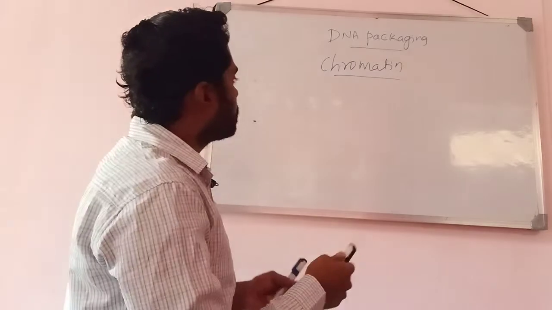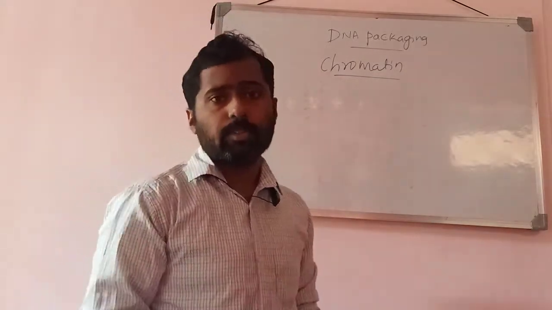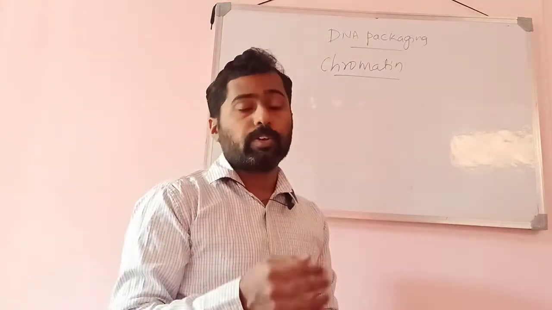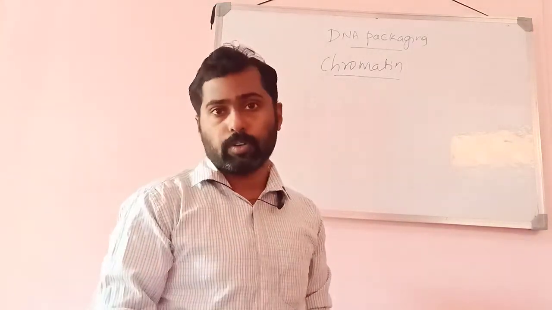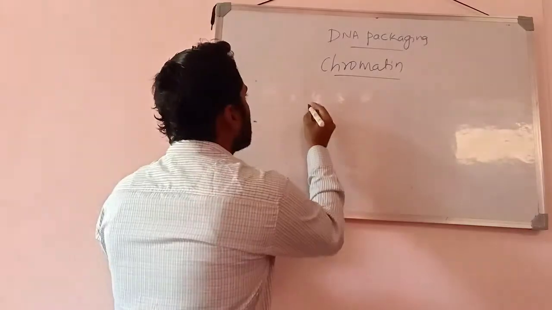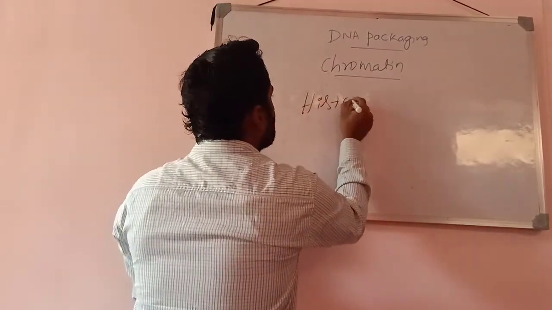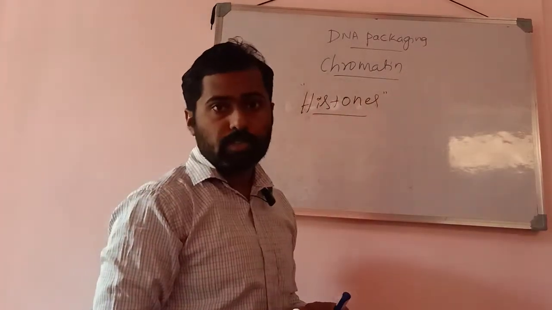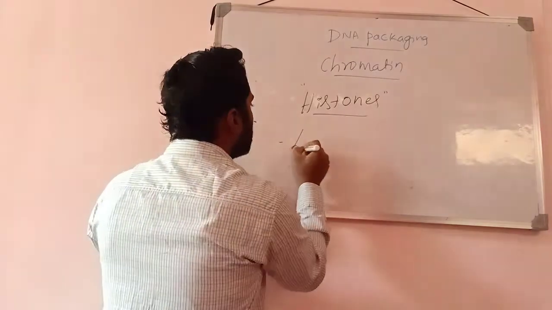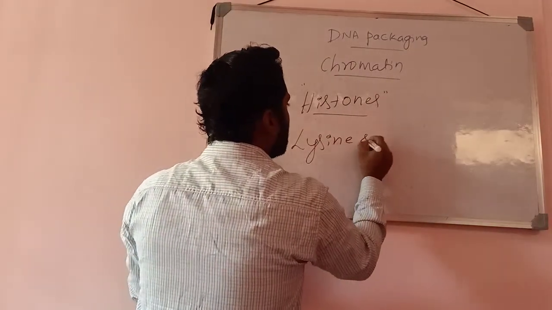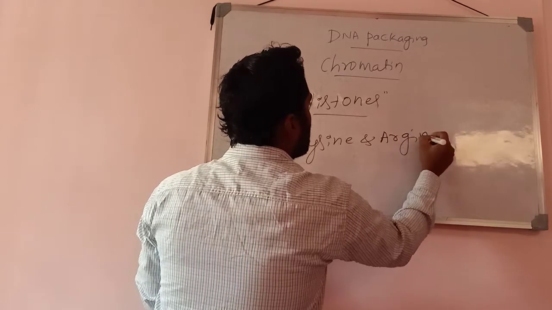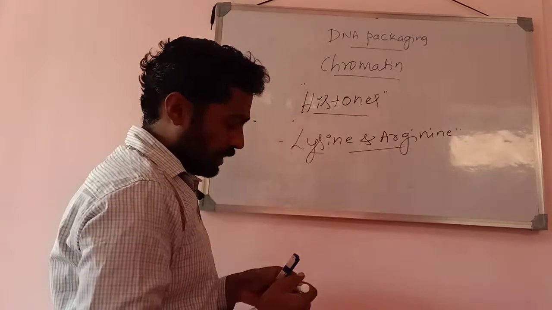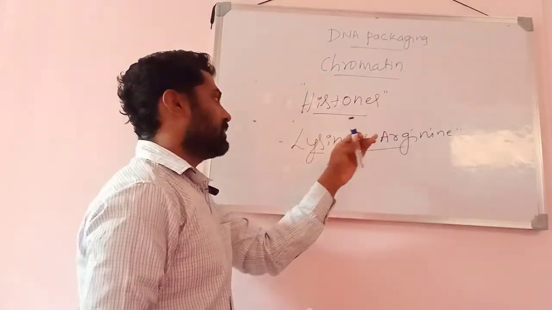Okay, see, in prokaryotes also we can see the packaging of DNA, but it is different from eukaryotes, where in prokaryotes histone proteins are not involved. You know that histones are positively charged proteins or basic proteins, mainly consisting of a large quantity of lysine and arginine. These are the two important amino acids found in the proteins called histones. Histone ಅಲ್ಲಿರುವ major amino acids ಯಾವುದು, lysine and arginine.